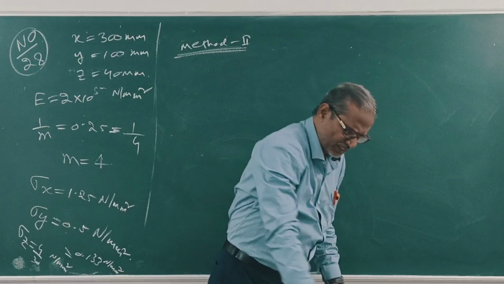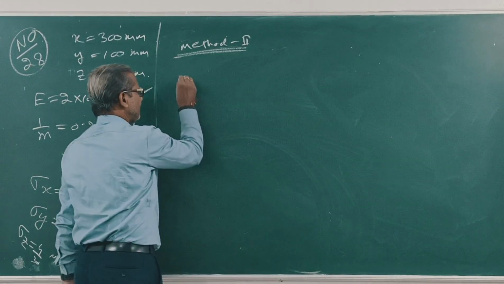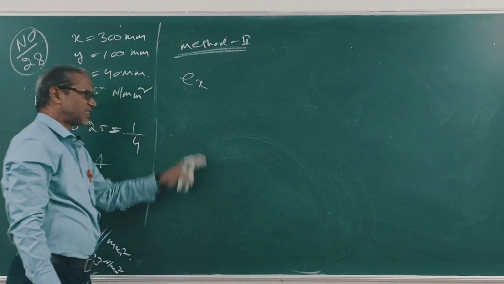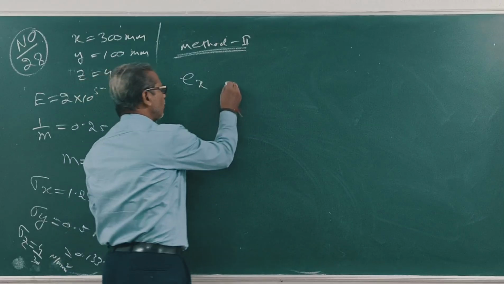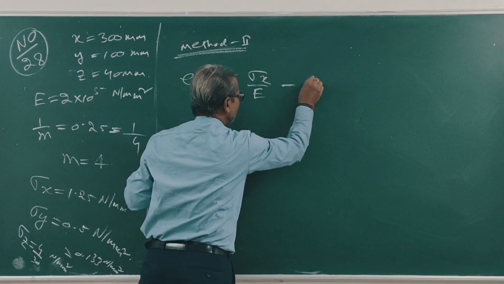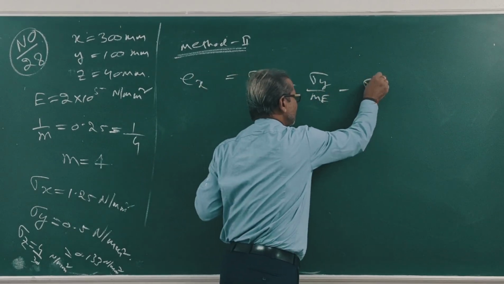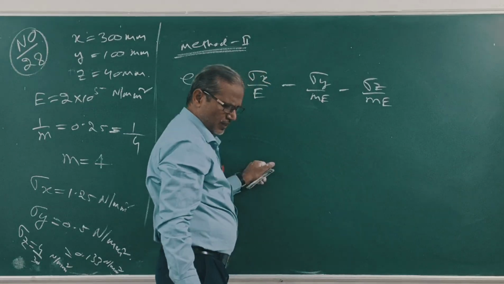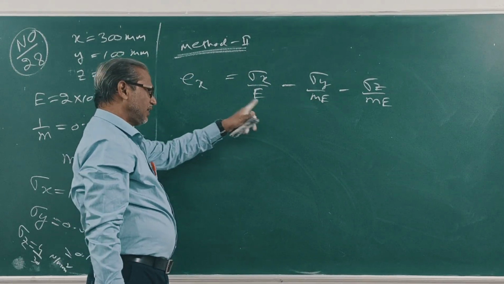What is εx equal to? The resulting strain in x direction. εx is equal to σx by E minus σy by mE minus σz by mE. Right? Put the values and you get εx.